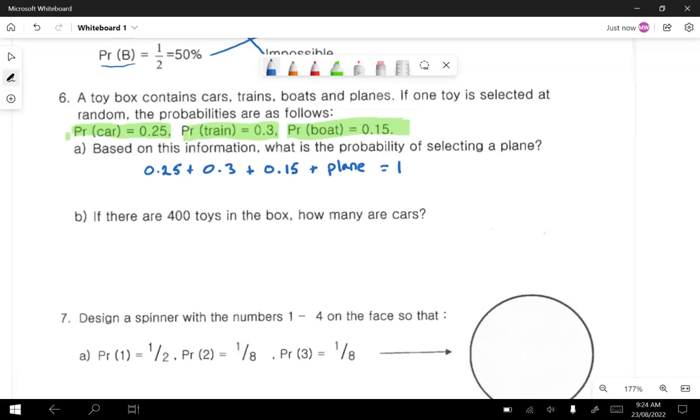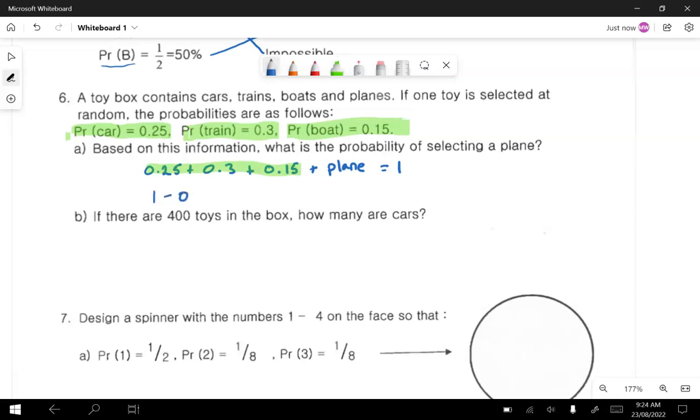Now, for those of you guys who managed to get your heads around the balance method, you can use the balance method to solve this one. Otherwise, if I just take these other values away from 1, I'll be left with the probability of the plane. So that looks like this.